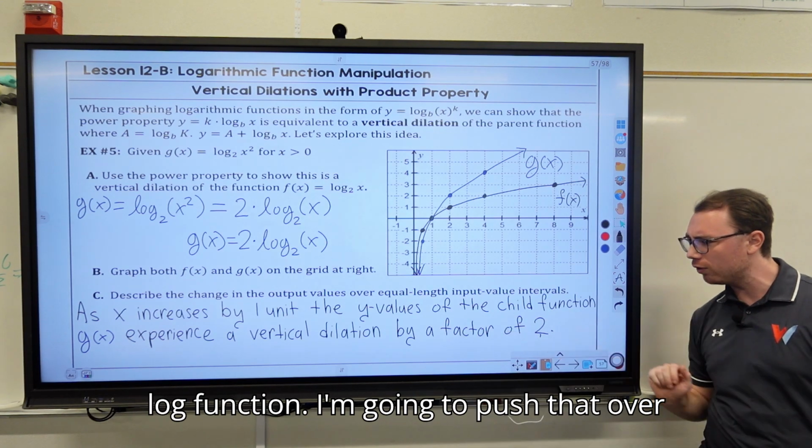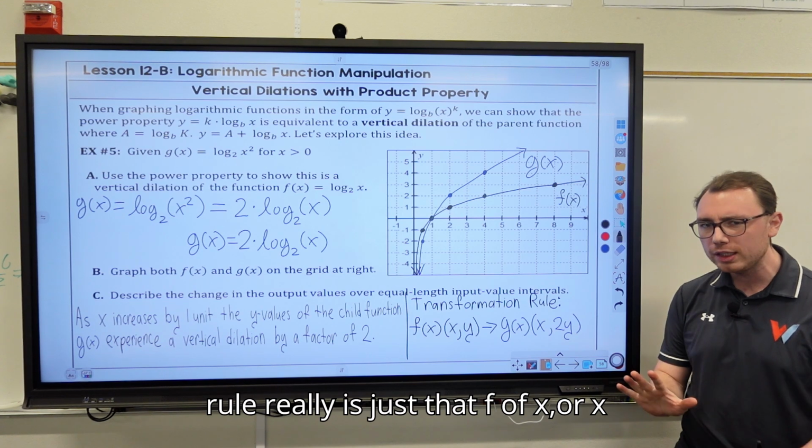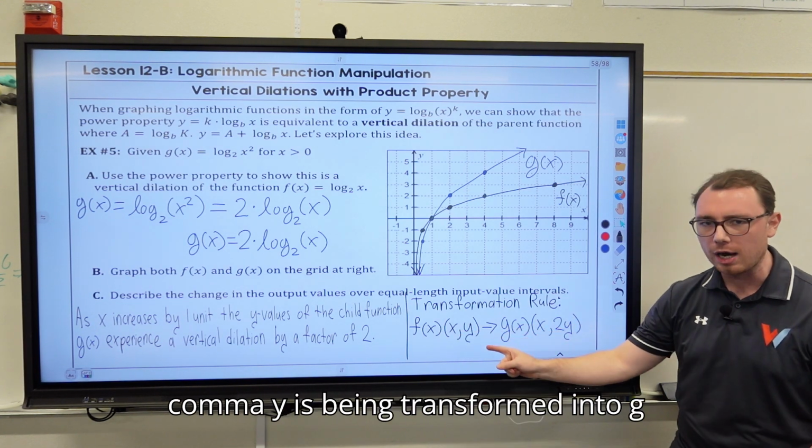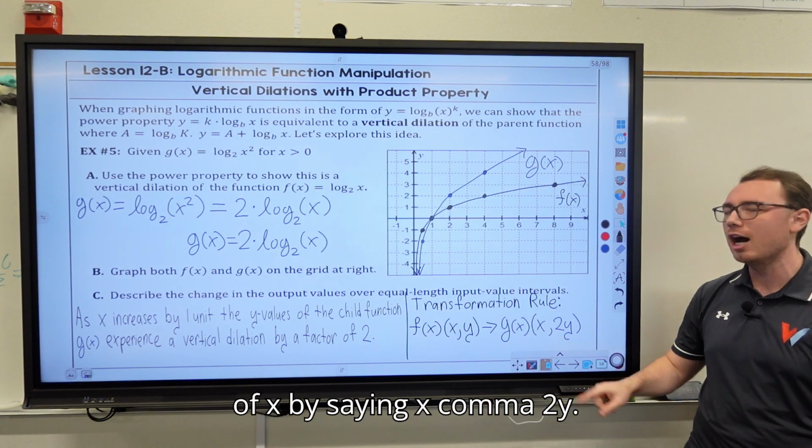I'm going to push that over real quick and then try and make this transformation rule. That transformation rule really is just that f of x, or x, y, is being transformed into g of x by saying x, 2y.